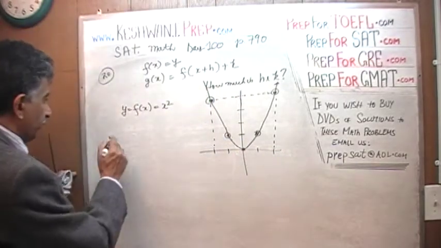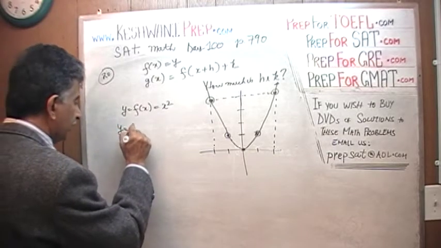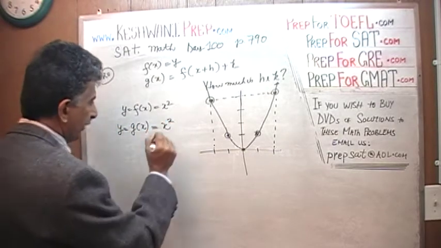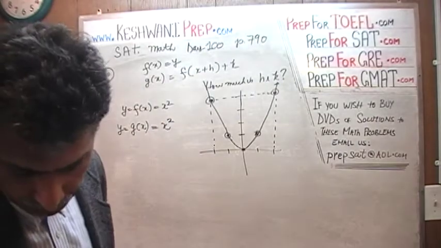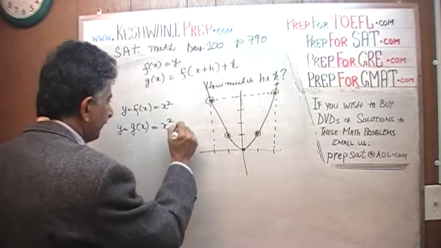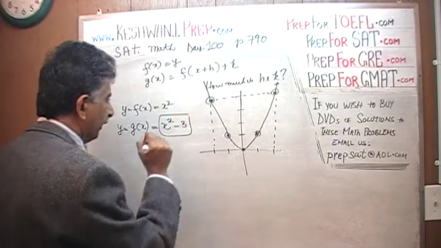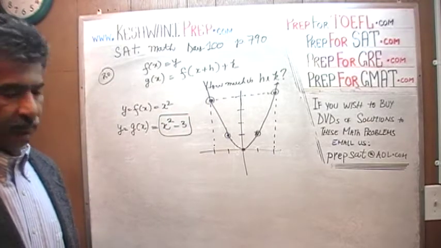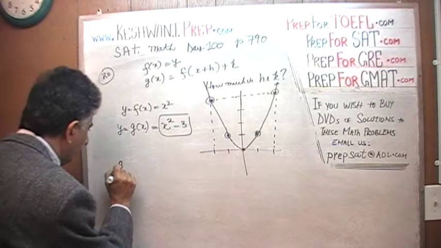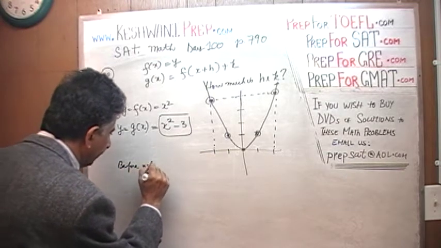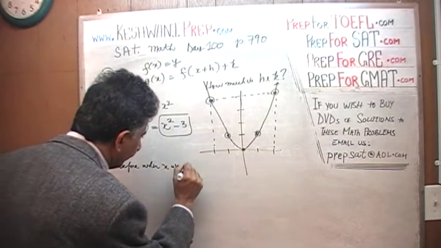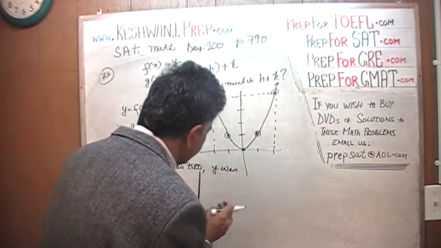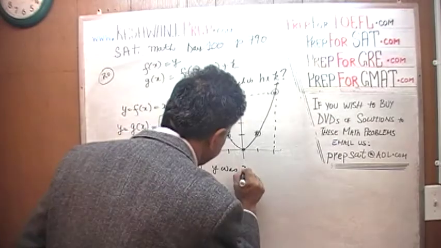So the new relationship that we're going to have is y equals g of x. And that new relationship is this. X squared minus, let's see what they want us to do, minus 3. I want you to find out what the graph of this equation is going to look like. X squared minus 3. Watch what happens. Before, when x was 0, y was 0.